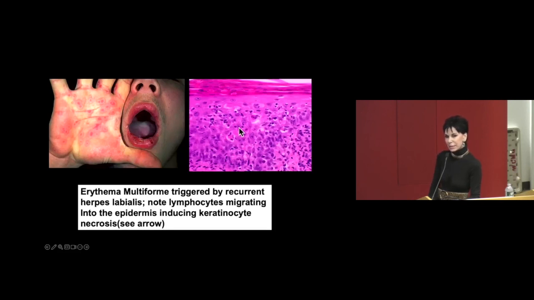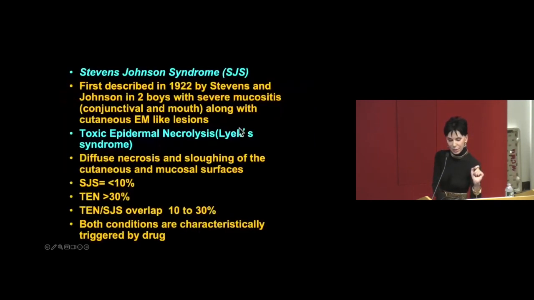And one would have to postulate that some antigenic component of the herpes simplex presumably cross-reacts with keratinocyte antigen. So this is an example of molecular mimicry, likely, that evokes this cytotoxic type 4 immune response.